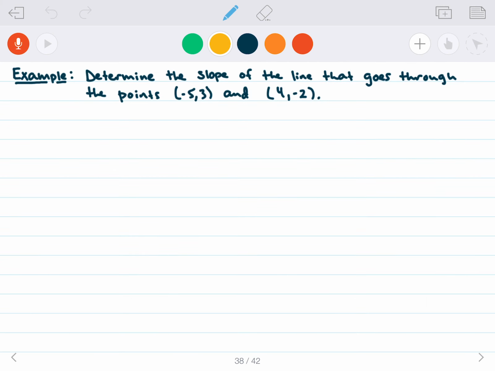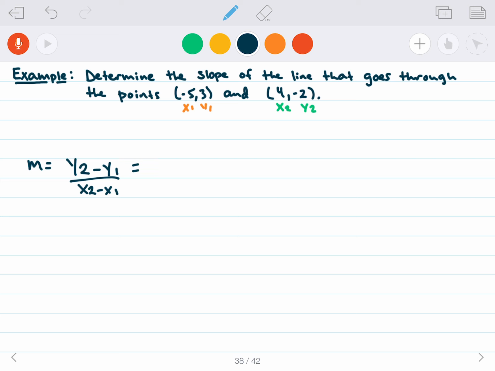Alright, let's use the formula again. So I'm just going to call this one x1, y1, and I'm going to call this one x2, y2. And our formula says our slope, or the steepness measure, is y2 minus y1 over x2 minus x1.